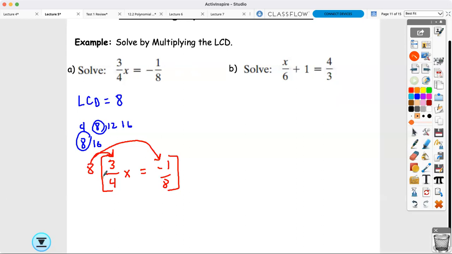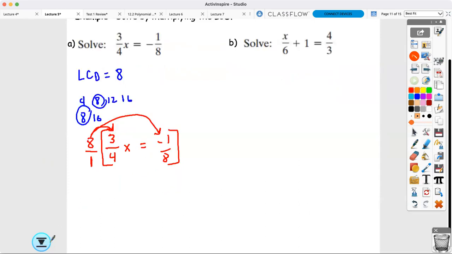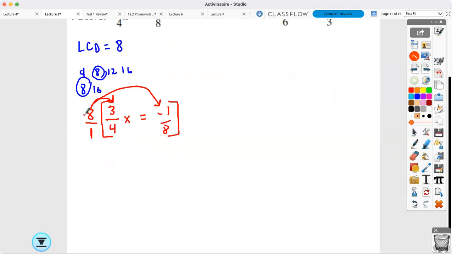So now, anyone know how to make a whole number into a fraction? 8, how do we make 8 into a fraction, guys, without changing the value? To make a whole number into a fraction, you add a fraction bar, 8, and then put a 1 underneath, because 8/1 is the same thing as 8. So now I'm going to multiply 8/1 times what fraction first? 3/4. Don't forget the x is still there, equals.